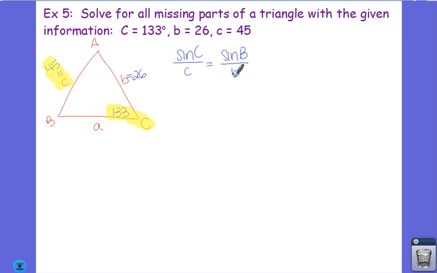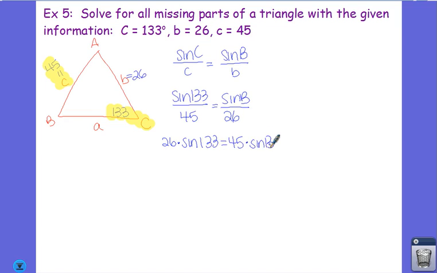So let's plug in what we know. Big C is 133. Little c is 45. Big B, we don't know. Little b is 26. So far, same stuff. Cross multiply. Sine of 133 times 26. So 26 times the sine of 133 equals 45 times the sine of b. We cannot get rid of that. We can only get rid of the 45.